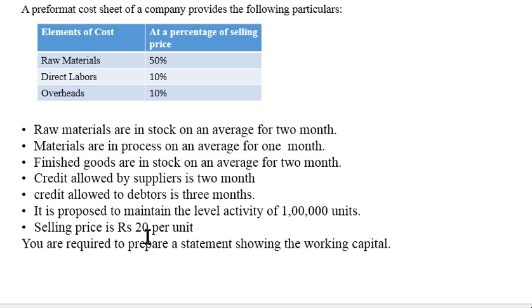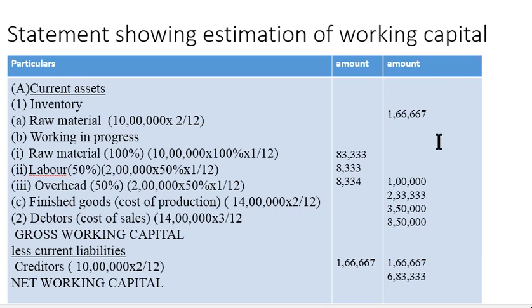Next, after this, as per the format, we have to check whether there is any prepaid expenses or cash in hand or cash at bank. If you check in the problem, there is no cash in hand, cash at bank or prepaid expenses. So we have to total now the last column. We will get gross working capital, that is 1,66,667 plus 1 lakh plus 2,33,333 plus 3,50,000. All this you have to total, you will get 8,50,000. Okay.